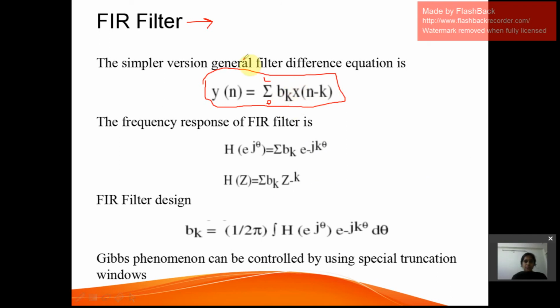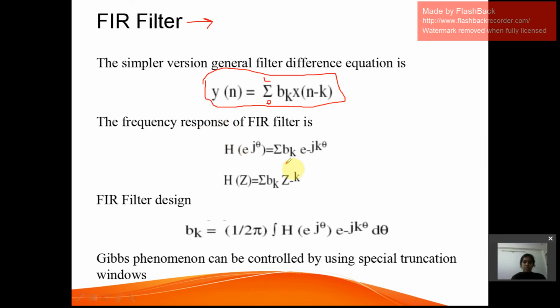And b suffix k is the coefficient, and the unit sample response of this filter lasts for only a finite time, and it depends on the number of coefficients, which are the filter coefficients. This filter coefficient is a sequence of numbers. Simply it is also a sequence. X of n is also a sequence, y of n is also a sequence. All digital signals are represented in the form of a sequence of integer values. That's it.